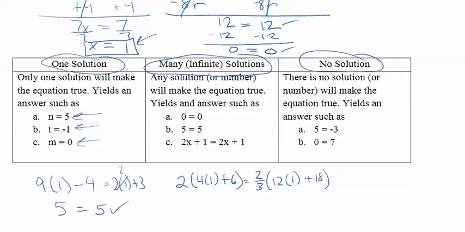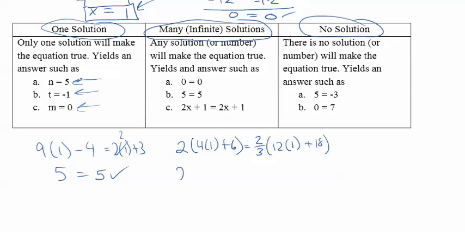Okay, so let's try that. Okay, so here I'm going to have 2 times 10 is equal to 4 times 1 is 4 plus 6, that becomes 10, if you're wondering how I got that. And this one is going to be 2/3 times, well, 12 plus 18 is going to be 30. And 2/3 of 30 is 20. 2 times 30 is 60, divided by 3 is 20. So 20 is equal to 20 on both sides.